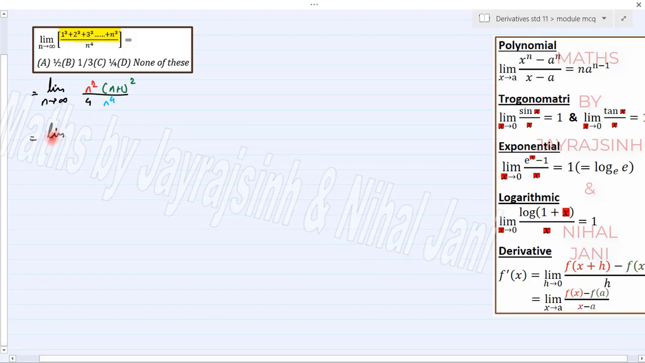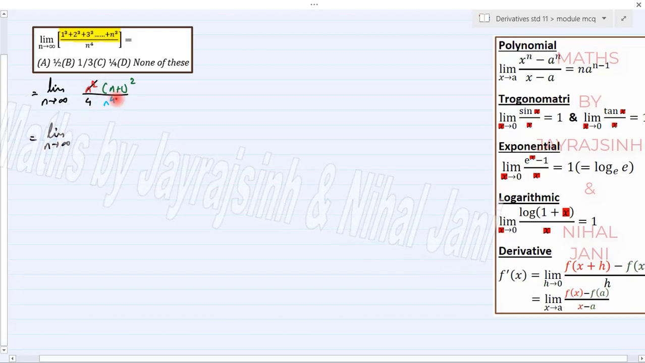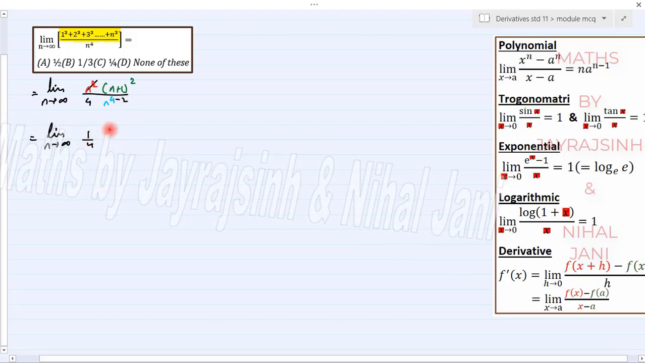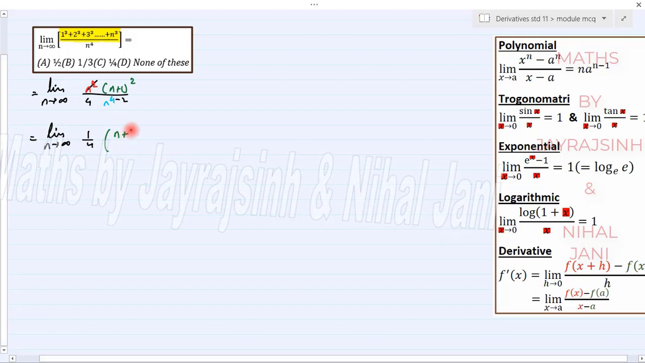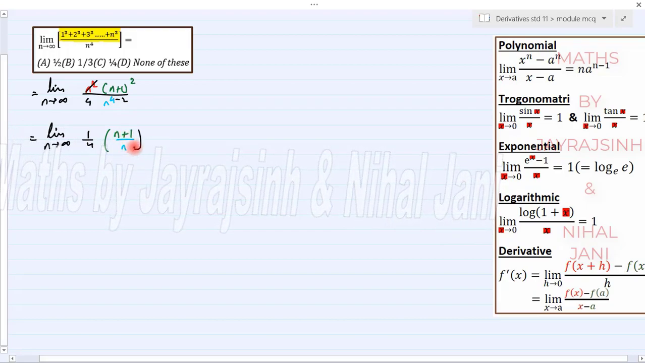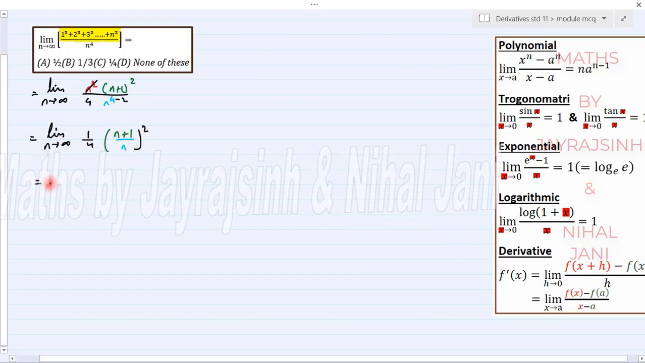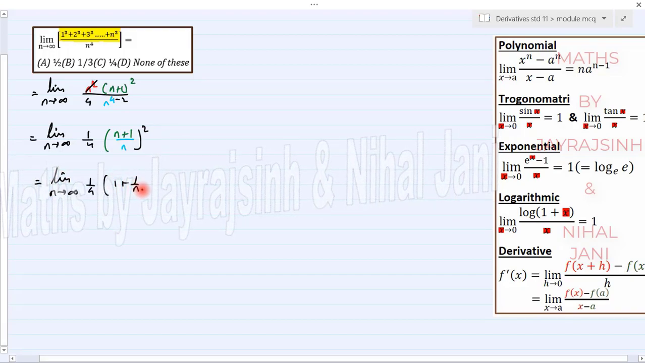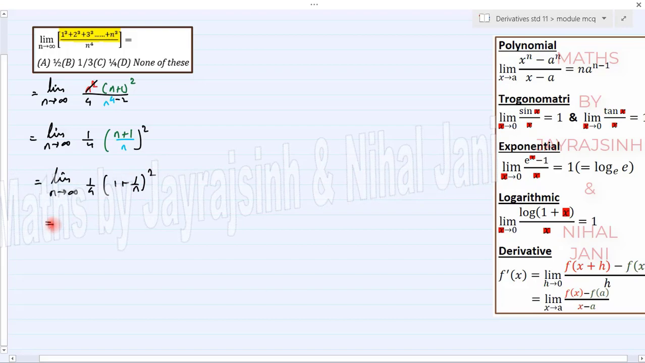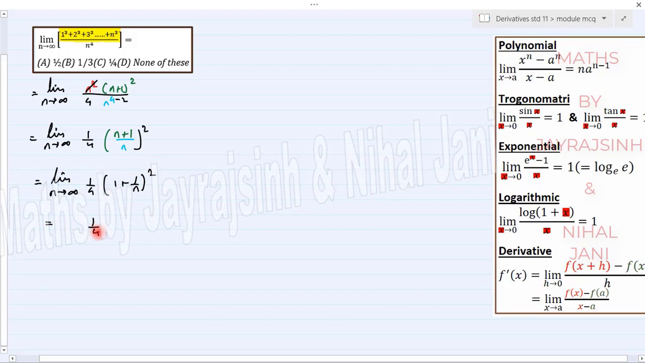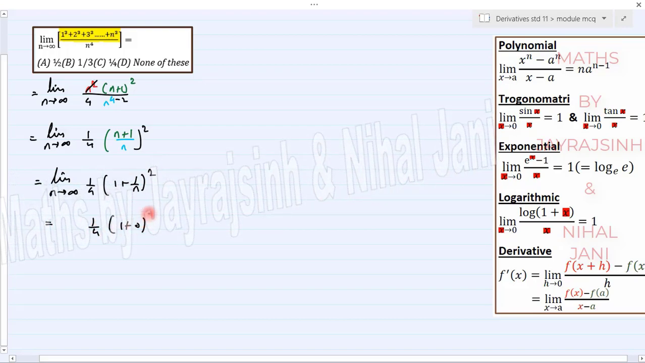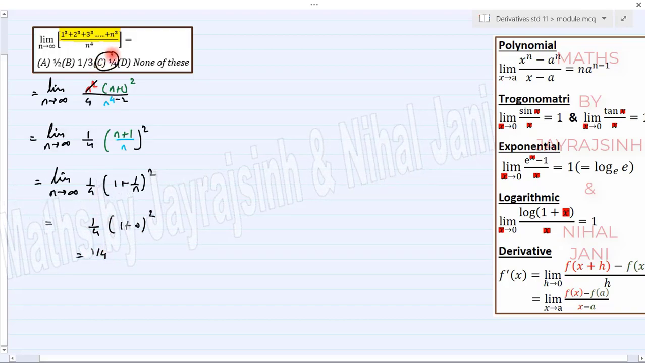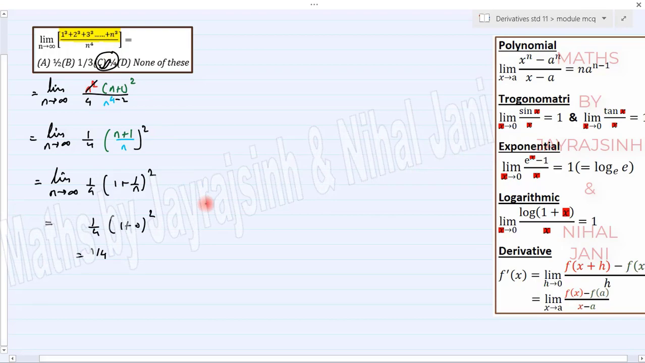Now let's simplify. N power 2 will reduce, so we'll get n square. So here we'll have n plus 1 upon n the whole square, or we can say we'll have 1 plus 1 by n the whole square. So if we apply the limit, we'll get 1 by 4, 1 plus 0 the whole square, which will give us 1 by 4, which is in option C.